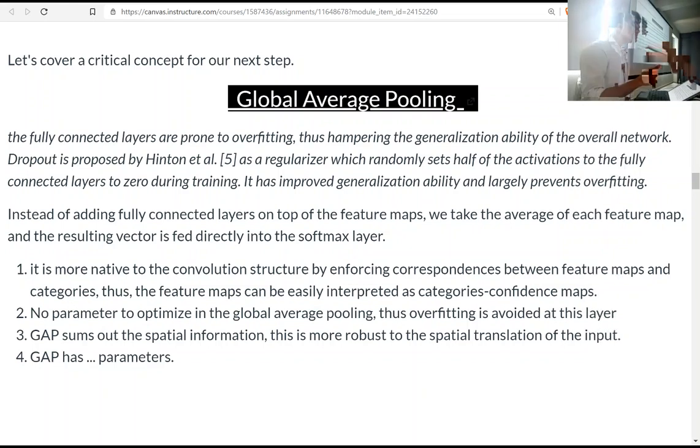In any new modern network you're going to see this: the network ends at 13 cross 13 or 7 cross 7, and we add a GAP layer. It converts into that 1 cross 1 cross 1024, or however many channels we have, then add a fully connected layer, converting it to the number of classes we have. Much better approach for a network architecture.